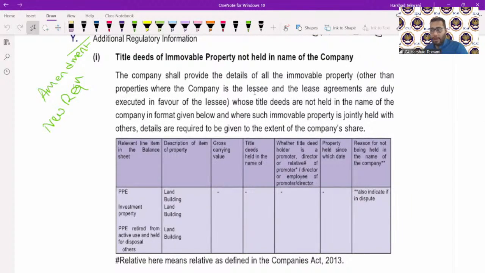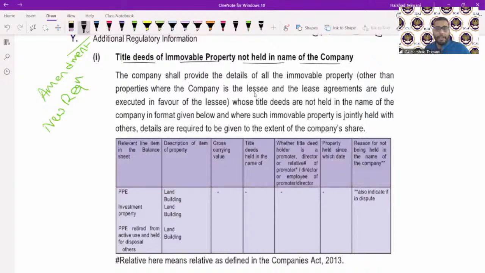These are the additional regulatory information that are required from us now. So what are these additional regulatory information that the company is required to disclose in its financial statement? Not the auditor, but the company. First, title deeds of immovable property not held in the name of the company. Now the company is required to provide details where the title deeds of the immovable property are not in the name of the company but are in someone else's name.